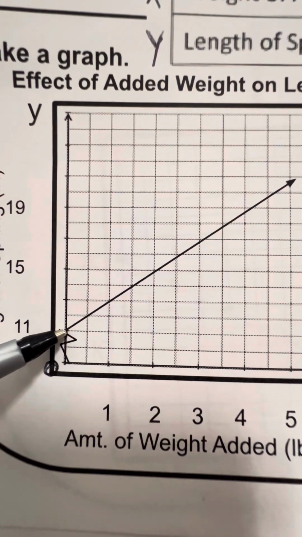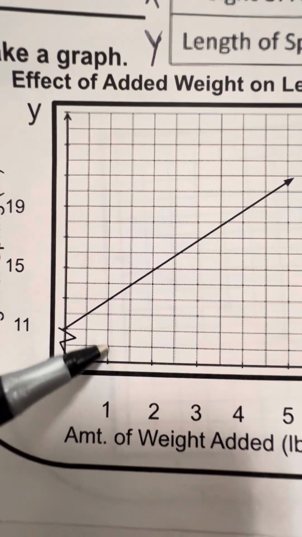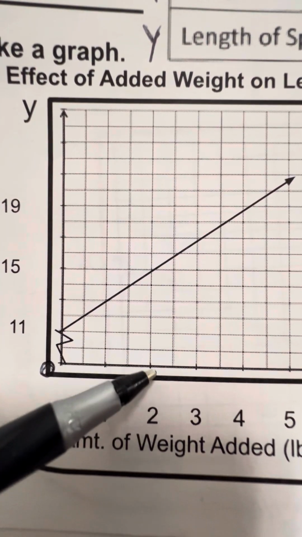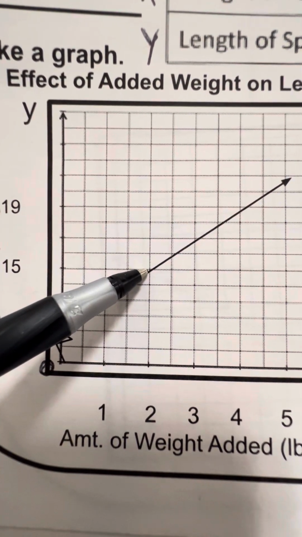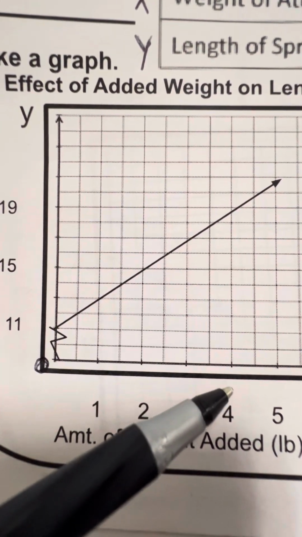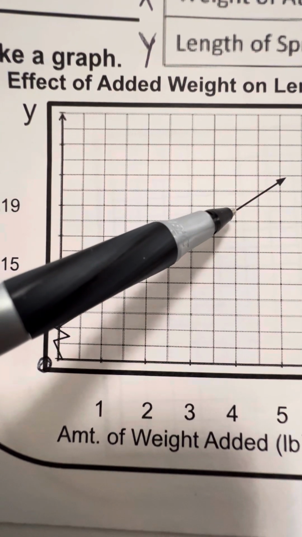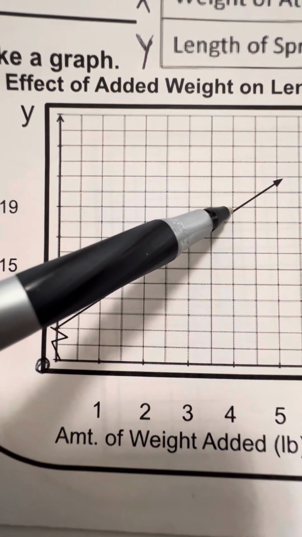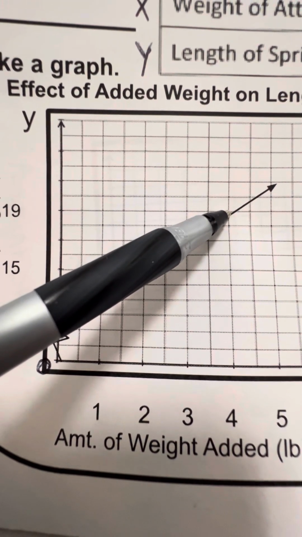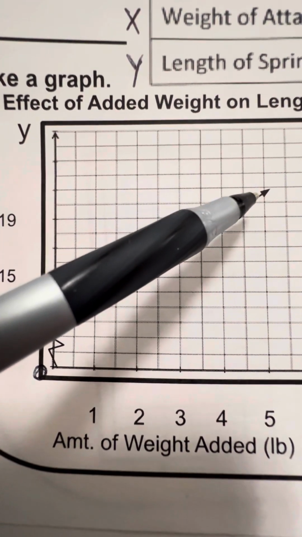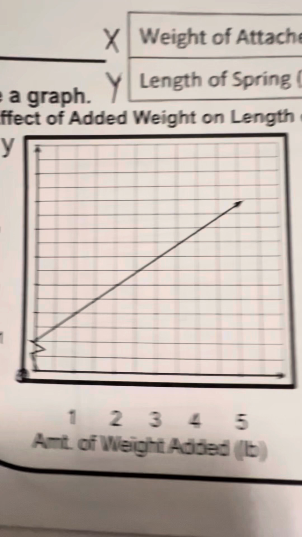So 0 is 11. Then we graph 1. Graphing 1 is at 13. Graphing 2 is at 15. Graphing 3 is up here at 17. Graphing 4, it would be here. 4 should be 19. It's a little off here, but it should be right here at 19. And then I would continue to keep going. So then 5 would be at 21, and so on and so forth.